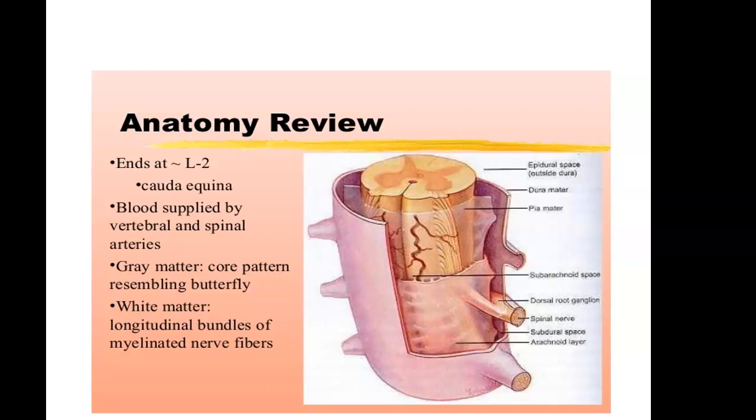We have the cauda equina below that. The blood to the spinal cord is supplied by the vertebral and the spinal arteries. And again, when you're looking at the cord itself, you have the gray matter, which is that pattern that resembles a butterfly in the middle, and then the white matter that surrounds that butterfly. And those are the longitudinal bundles of myelinated nerve fibers.